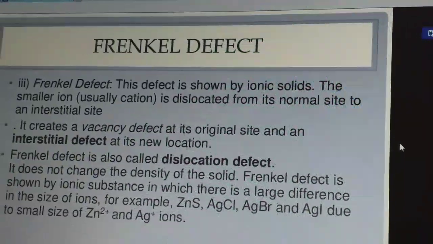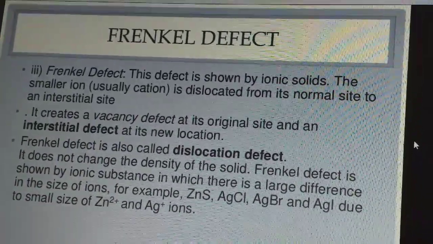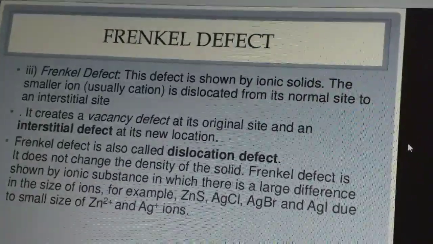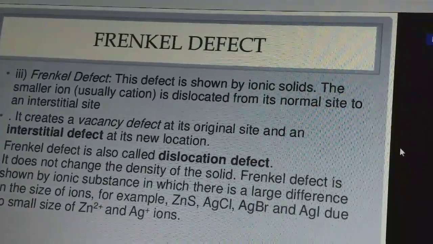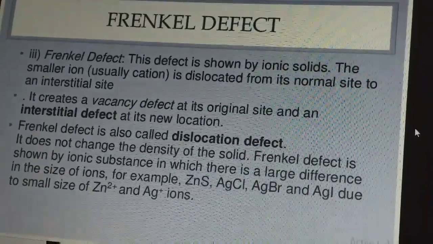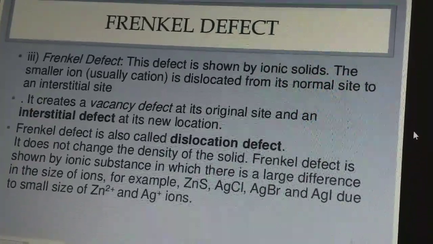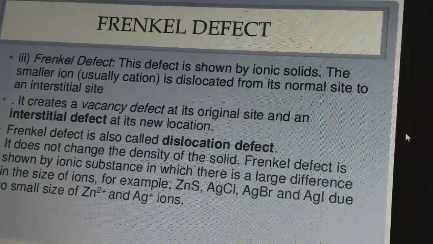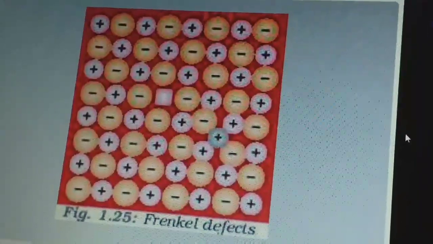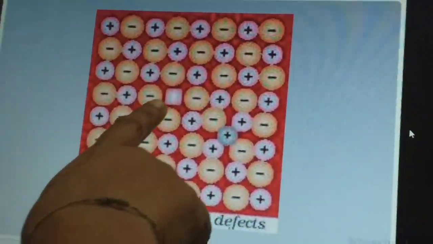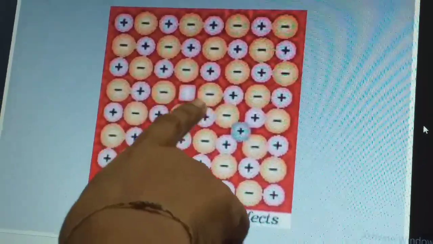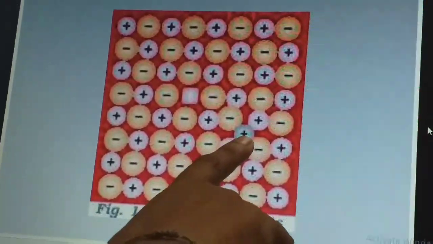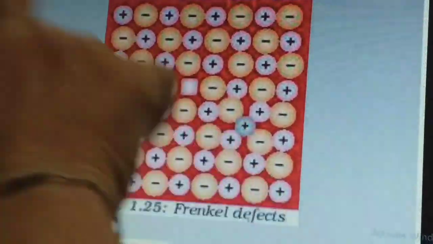It is shown by ionic substances in which there is a large difference in the size of ions. For example, zinc sulfide, silver chloride, silver bromide, silver iodide. Due to the small size of Zn 2 plus and Ag plus ions, that means the cation and anion size difference is larger. In these cases only you could see this Frenkel defect. And here Frenkel defect is shown. One ion is moving from its site. Here vacancy is created and it occupies the site other than its original site, the interstitial site. Dislocation occurs.